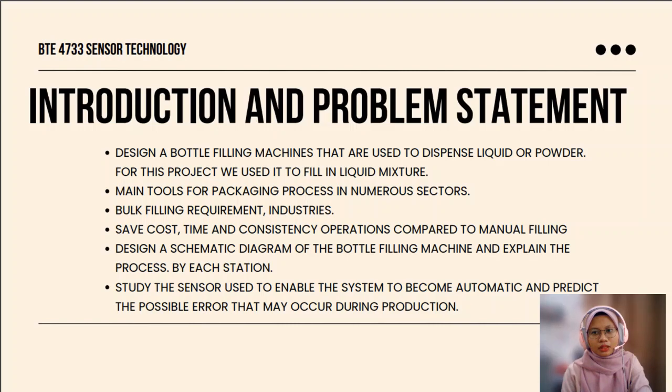Then, this machine saves cost, time, and has consistent operation compared to manual filling. After that, the design of the schematic diagram of the bottle filling machines and the process by each station will be explained. So from this study, we can know how the sensor is used to enable the system to become automatic and predict the possible error that may occur during production.